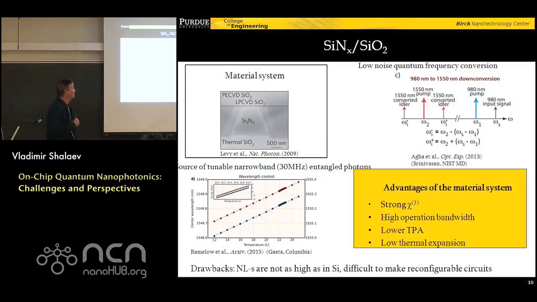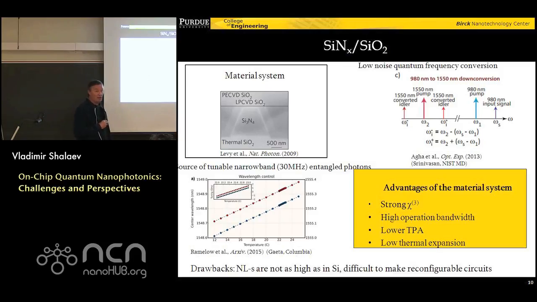Related to this, silicon nitride is, of course, also a very good material. It has quite strong Chi3. It has high operational bandwidth, which is important. Two-photon absorption is somewhat lower compared to silicon, which is good news. It has low thermal expansion.